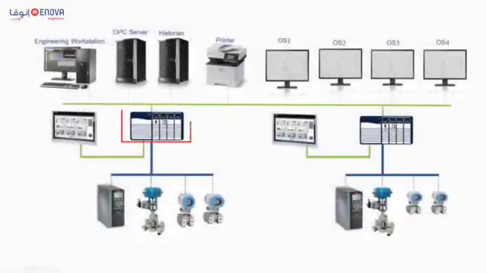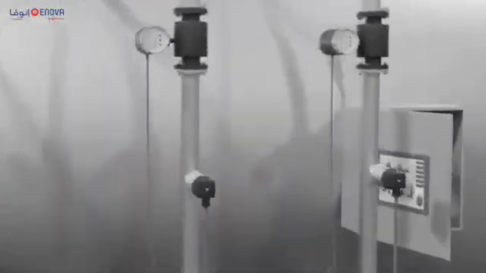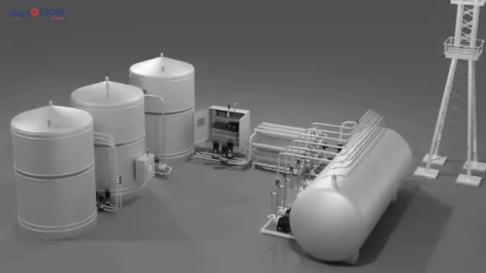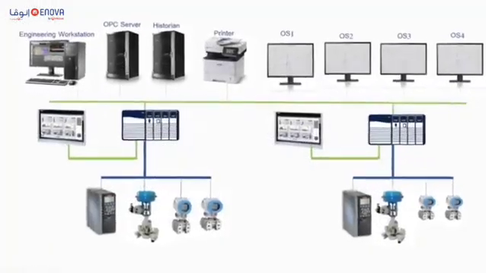So the PLC serves as the central processing unit of the SCADA system. It receives data from field instruments, processes this data according to predefined logic and algorithms, and sends control commands to actuators and final control elements. PLCs are highly versatile and can be programmed to adapt to different industrial processes.